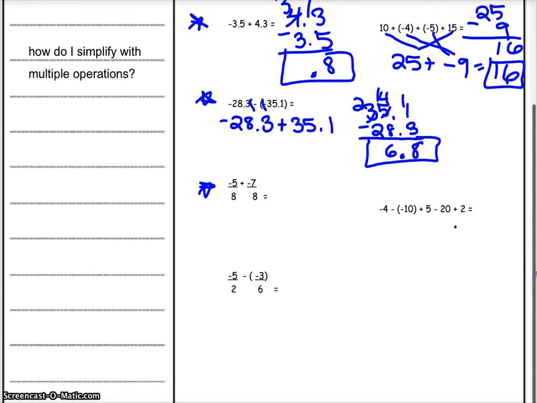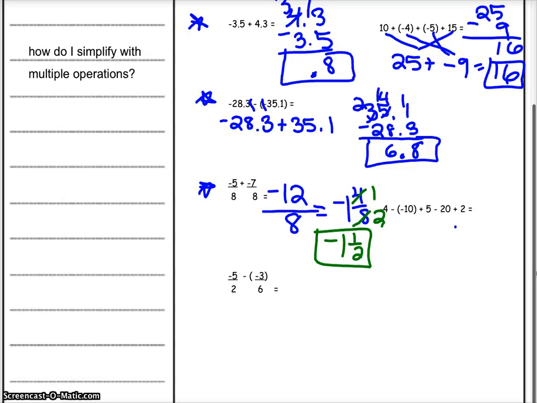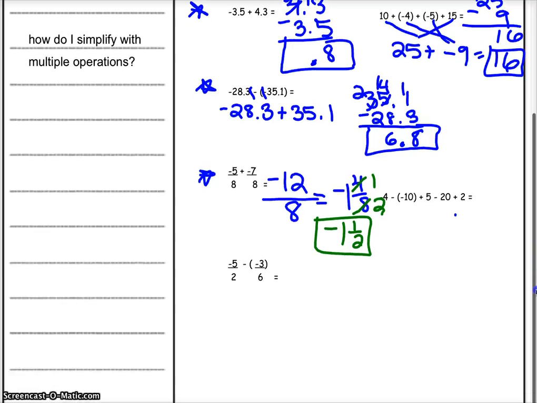Next one, look at this one's nice because it already has a common denominator. So I just add the numerators up, which would be negative 12 over 8. 8 goes into 12. Look how I changed this. 8 goes into 12 one time. Bring the negative down with the whole number. Okay? 4 remains, 8 as the denominator, which is just a half. So I always bring that negative down with the whole number. Okay?